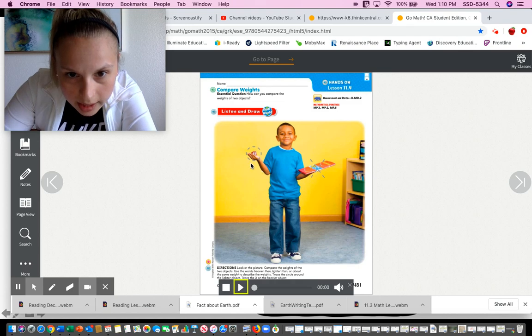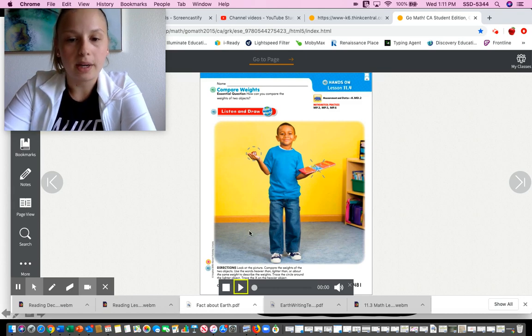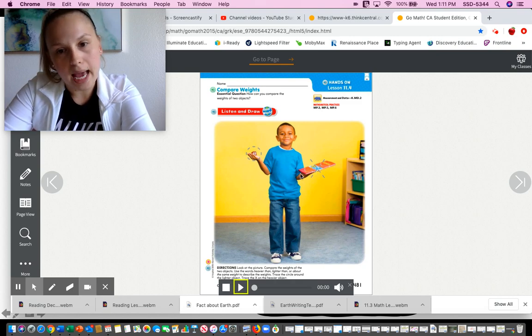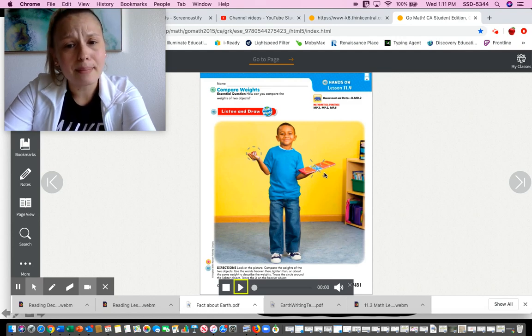In one hand, it looks like he's holding a little block. In the other hand, it looks like he's holding a book. Look at the picture. Compare the weights of the two objects, which is the block and the book. Use the words heavier than, lighter than, or about the same to describe the weights. Okay, well, I'm looking at the two things, and I think that the book is heavier than the block. And I think that because it's down here and this one's up here.